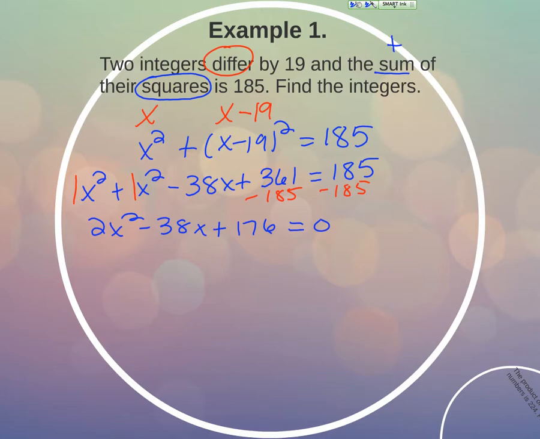Any thoughts out there? Yeah, thoughts? You want to complete the square? We do have to divide by 2 then. Let's complete the square on the next one. Okay. What do we take out, that 2? If I take out that 2, so I can divide it out by 2, I've got x squared minus 19x plus 88.